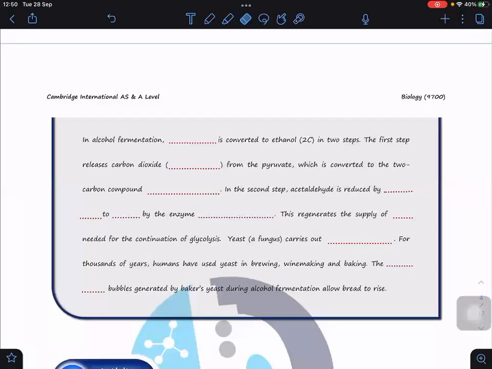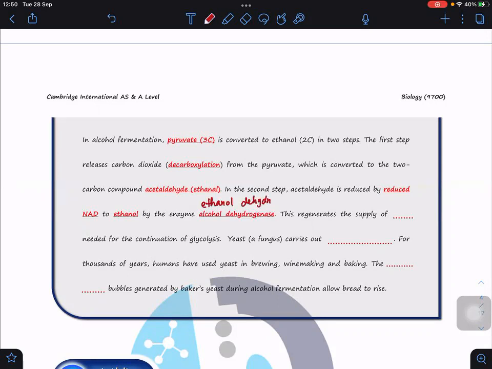Okay, so let us check the answer here. In alcohol fermentation, pyruvate is converted to ethanol, which is 2 carbon, in 2 steps. The first step releases carbon dioxide, so the process is termed decarboxylation, from the pyruvate, which is converted to a 2 carbon compound known as acetaldehyde. In the second step, acetaldehyde is reduced by the reduced NAD to form ethanol by the enzyme alcohol dehydrogenase, or more specifically, ethanol dehydrogenase.